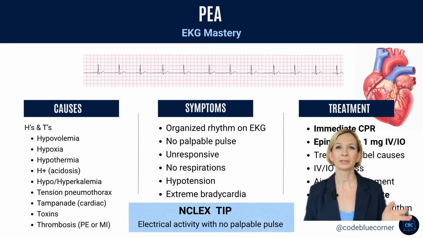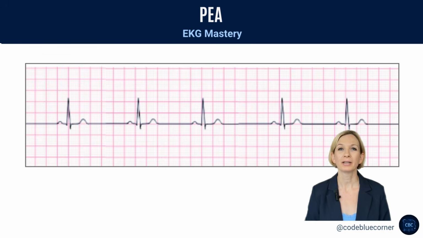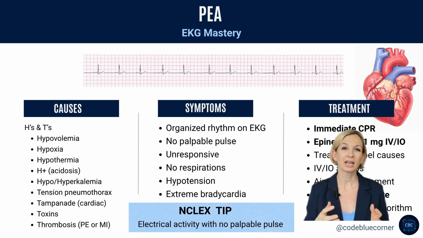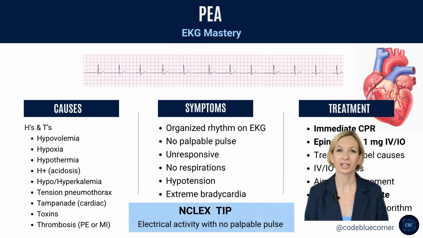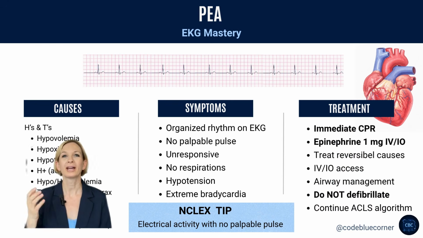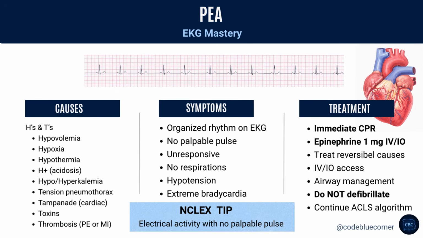This is pulseless electrical activity, or PEA. The monitor shows electrical activity, but the patient has no pulse. So the heart has electricity, but no effective squeeze. This is also a non-shockable rhythm. So what is the treatment? We start CPR and give epinephrine. We fix the causes and look at the H's and T's.